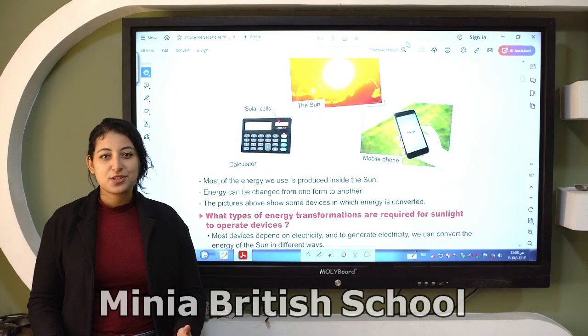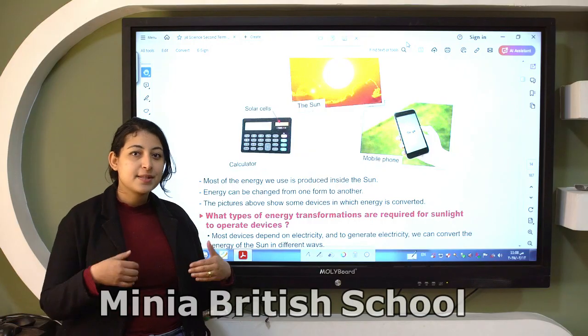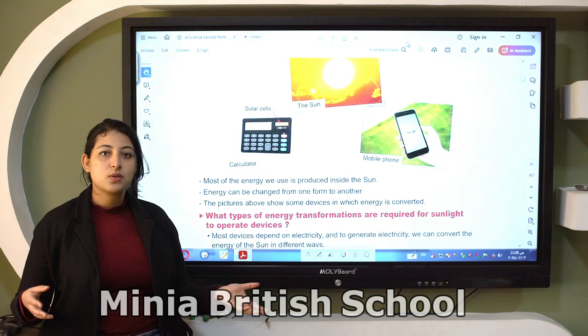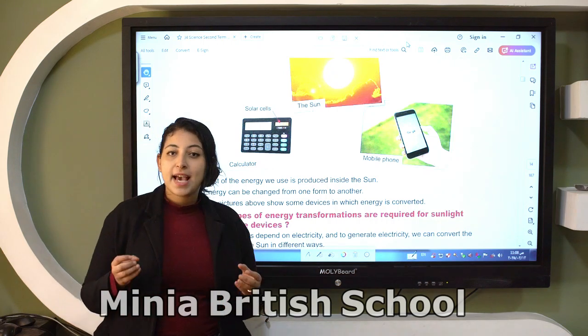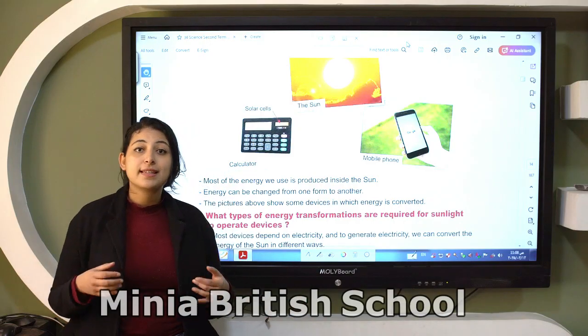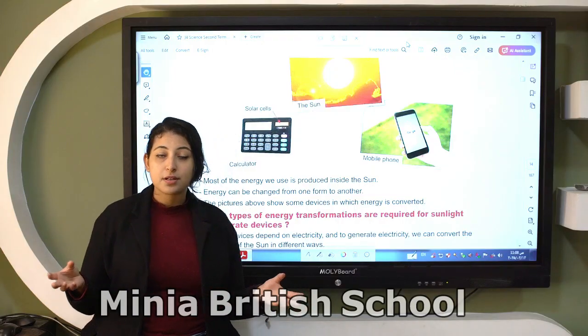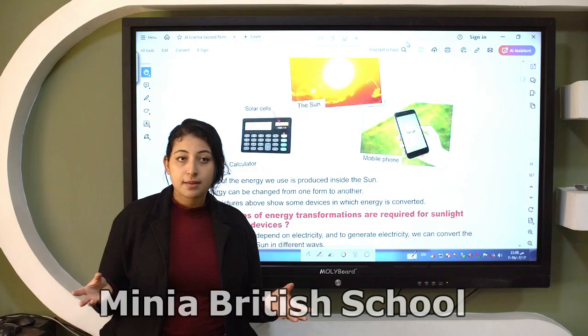Today, with the first session in the second term and first concept. Okay, welcome back. Let's start with the first topic, energy. As we ended in the first term, we said energy cannot be created, cannot be destroyed, but it changes from one form to another. So always, energy changes from one form to another.